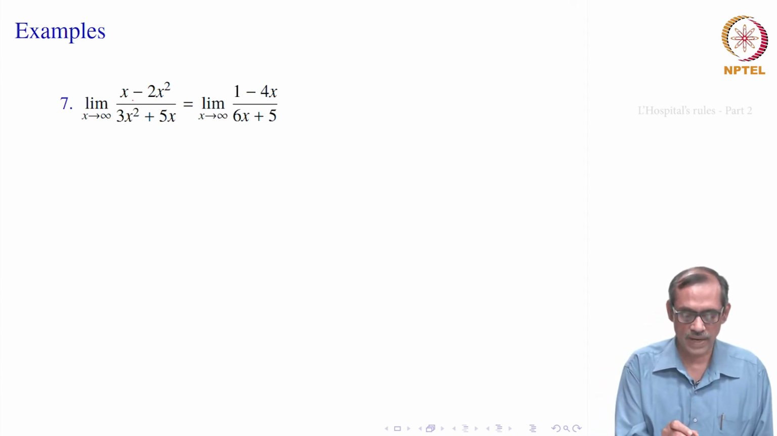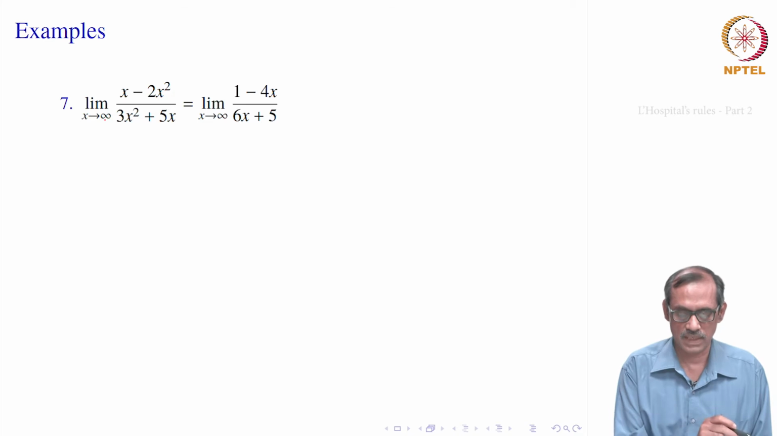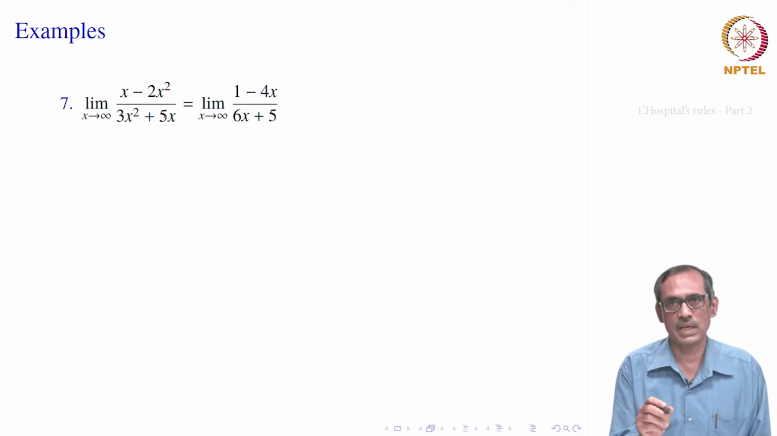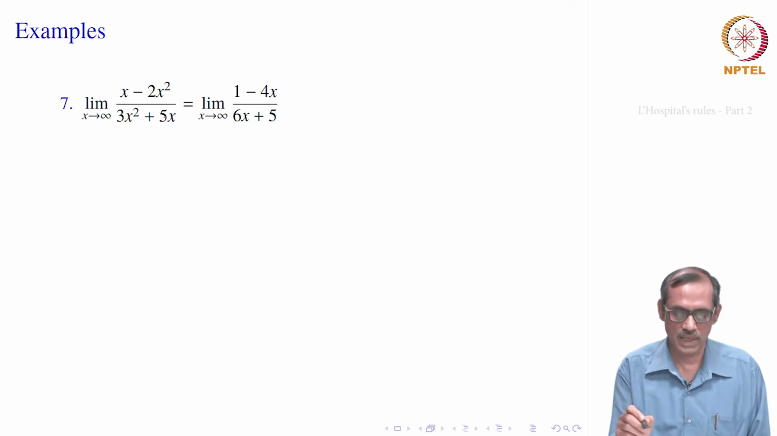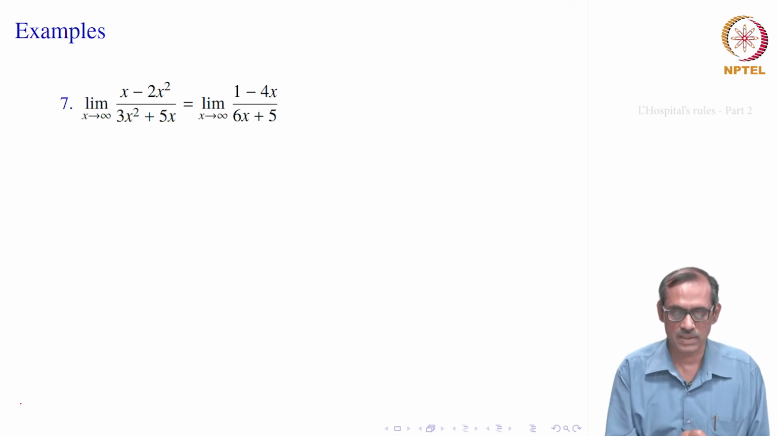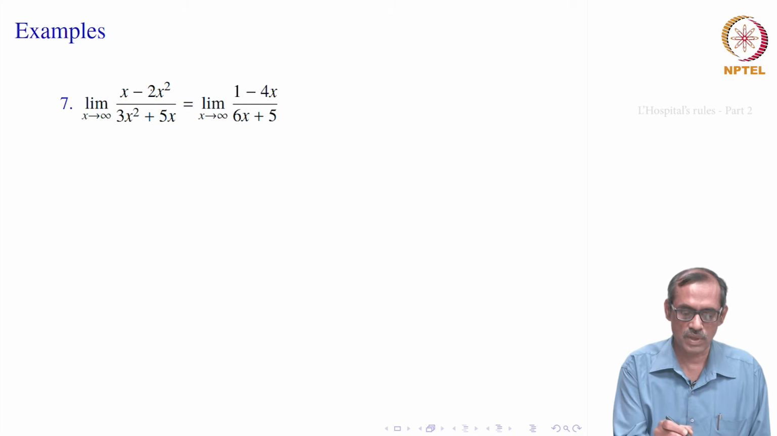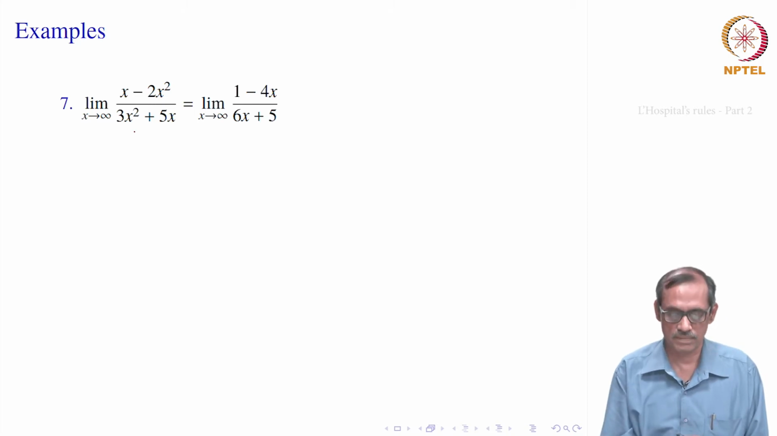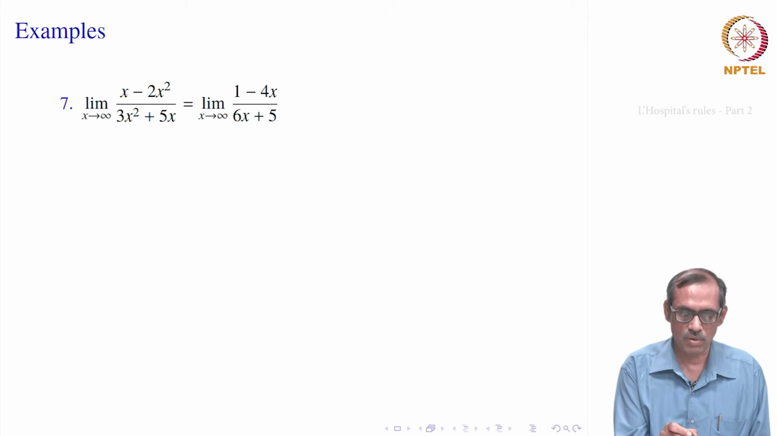Here we want to find the limit as x goes to infinity. It is not one point like pi by 2, it goes to infinity. So, naturally it will be a one sided limit, from the left side we are approaching, making x larger and larger, of x minus 2x square divided by 3x square plus 5x, which when x goes to infinity is in infinity by infinity form. So, applying L'Hopital's rule, x gives 1, minus 2x square gives minus 4x, and then in the denominator 3x square gives 6x, and 5x gives 5. So, it is okay.